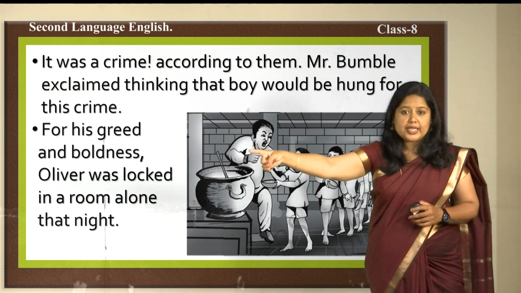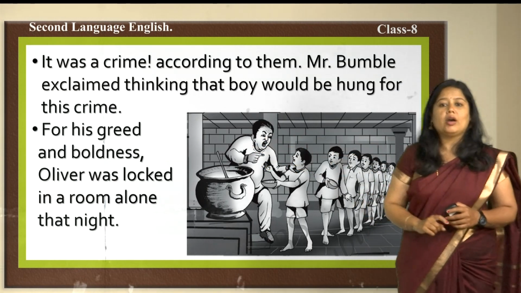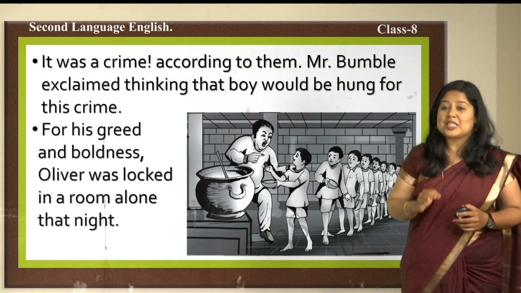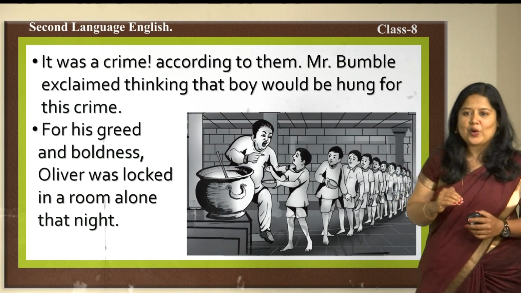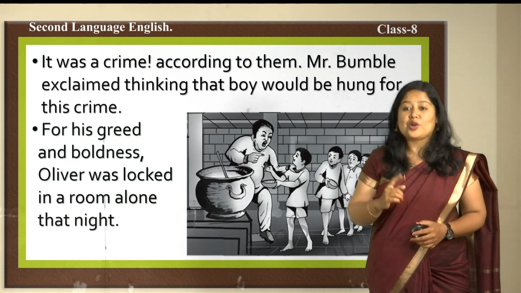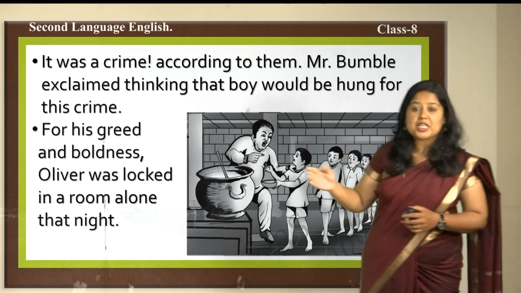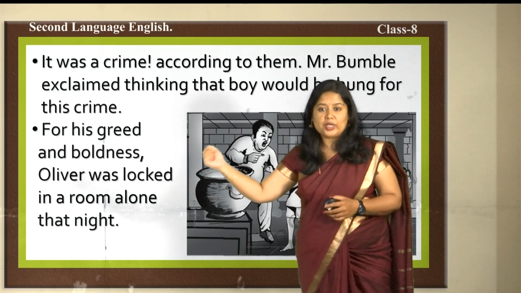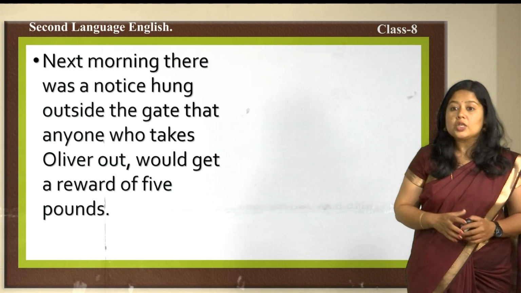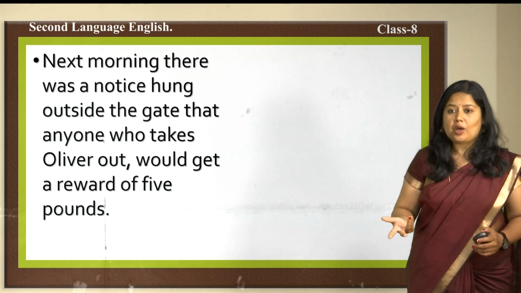Next point, for his greed and boldness, Oliver was locked in a room alone that night. He is a small kid, a 9 years old boy, and you can just assume how he was. Very small guy. And what was the punishment for him? The punishment was locking him alone in a room. It's a very cruel punishment, right? So, what next? What could have happened to Oliver?